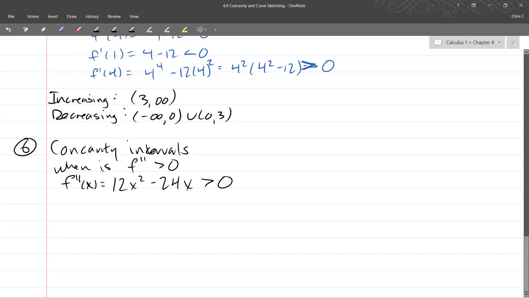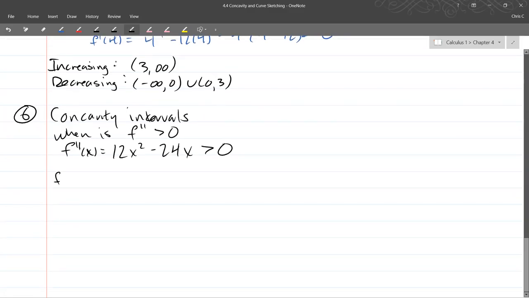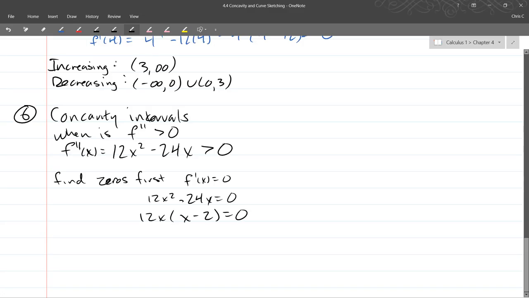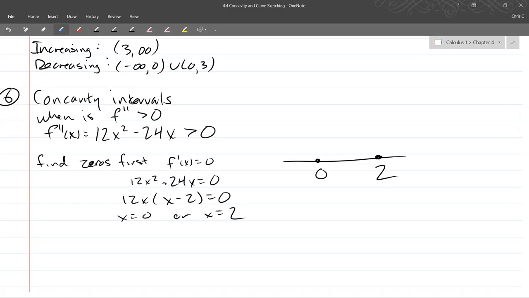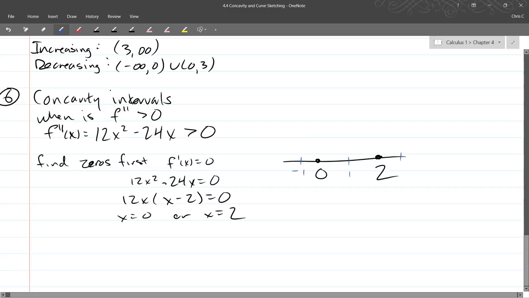In the critical point process, we found all the zeros of f prime. So we're going to first find zeros. Any questions on that right there? So a sign graph decides the plus or minus, plus or minus, plus or minus. I could go and choose negative 1, positive 1, and 3. That would be reasonable.